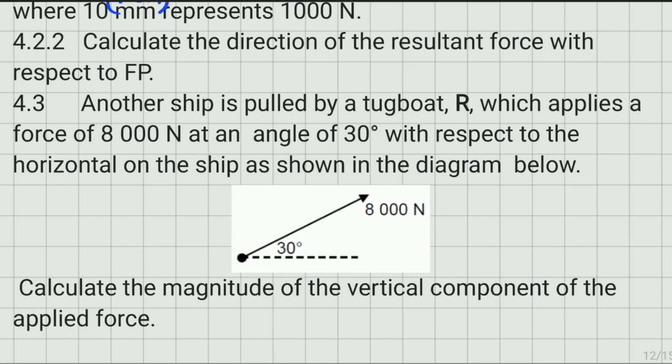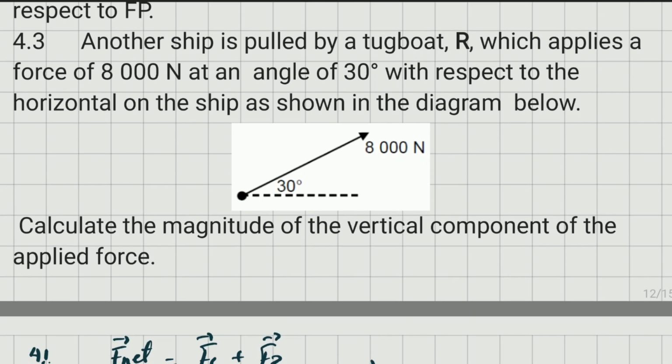And then we're going to do the last question. Another ship is pulled by a tugboat R, which applies a force of 5,000 Newton at an angle of 30 degrees with respect to the horizontal on the ship, as shown in the diagram below. Calculate the magnitude of the vertical component. They only want us to calculate the vertical component, and the vertical component will be this force here. Vertical, this is the force in the y-axis.